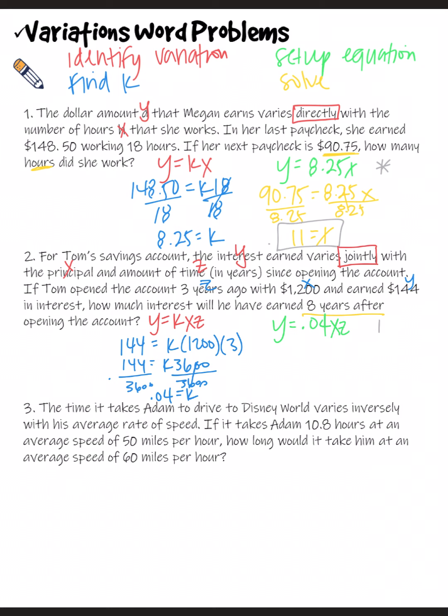Okay, remember what I said when asked what your equation is, or to find the equation. This is the one we are talking about after you found k. We want to know how much interest would have been earned after 8 years. So 8 years after opening, our x is still 1200 and our z this time is 8 years. So when I do that math, y equals 384. This is $384. This is how much interest was earned.